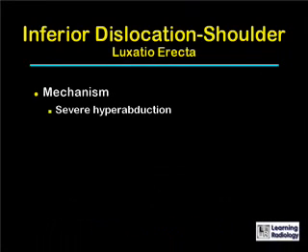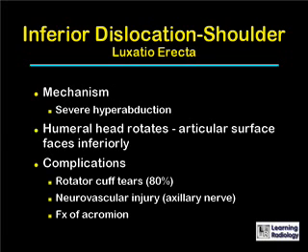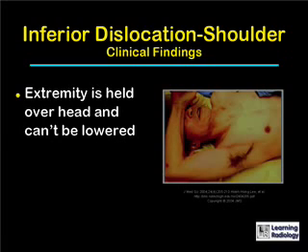A rare cause of dislocation of the shoulder is an inferior dislocation. The mechanism is severe hyperabduction. The humeral head rotates so that the articular surface faces inferiorly. There are complications associated with this type of dislocation, including tears of the rotator cuff, neurovascular injuries, including injuries to the axillary nerve, and fractures of the acromion.